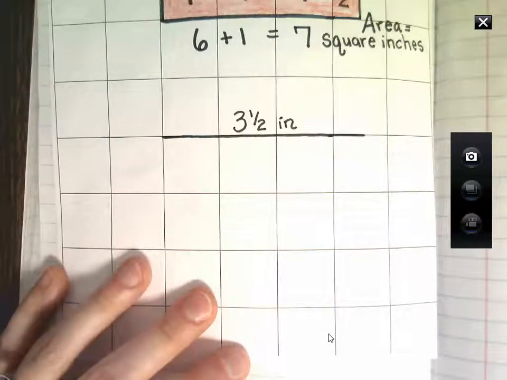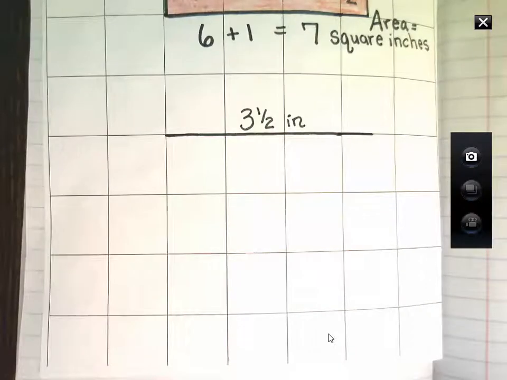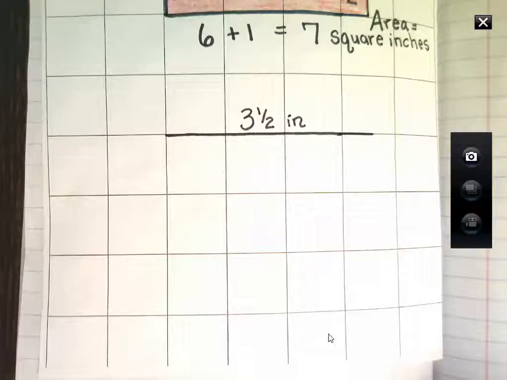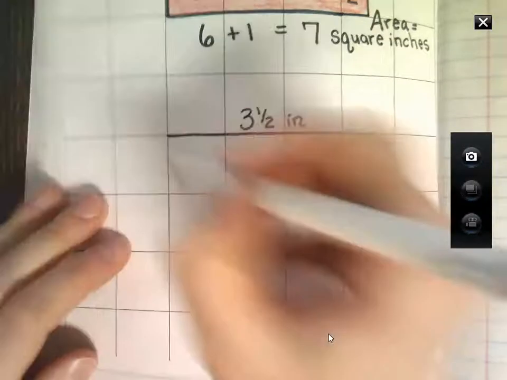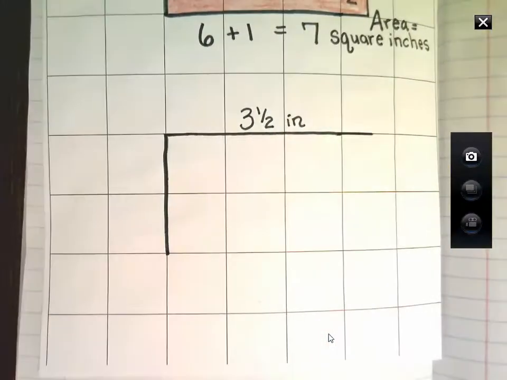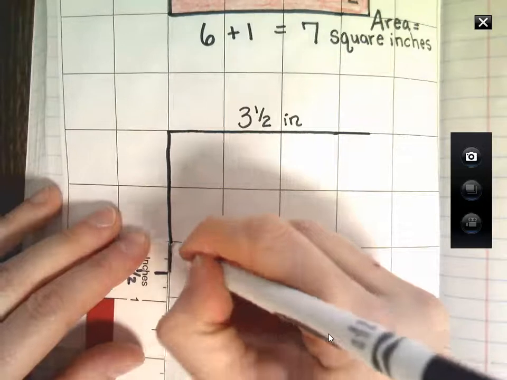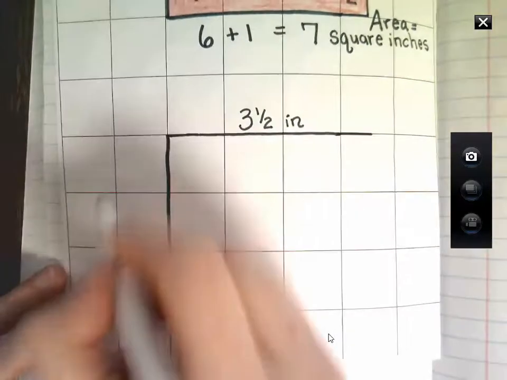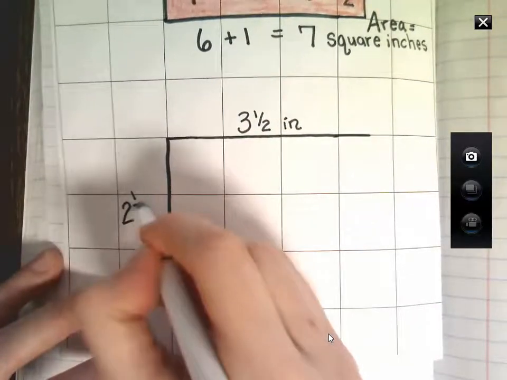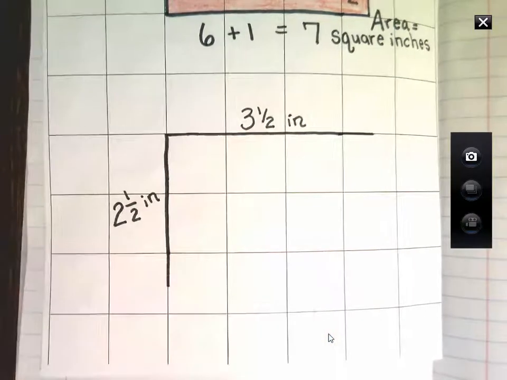3.5 inches, label. Down the width, let's make the width wider this time though. Let's make the width 2.5 inches. So that's like 2 inches and then another 1/2. 2.5. Two and a half inches wide.